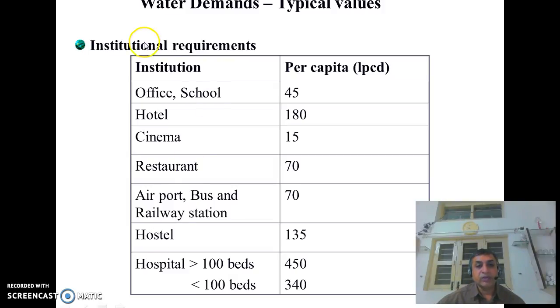When you look at the institutional requirement, 45 LPCD is meant for office and school. Hotel 180 LPCD. Cinema halls 15 per seat. Restaurant 70 liters per seat. Airport and bus station 70 liters per capita. Hostels are the same as the domestic requirement. The per capita requirement for hospitals depends on the number of beds in the hospital, greater than 100 or less than 100.